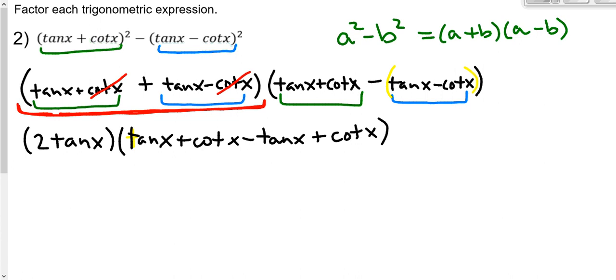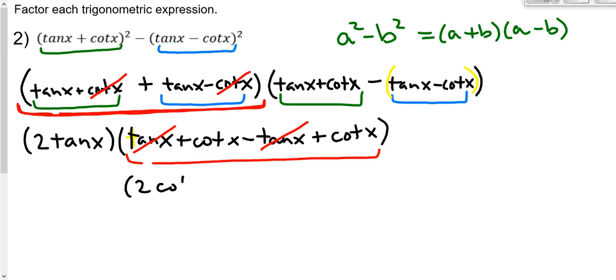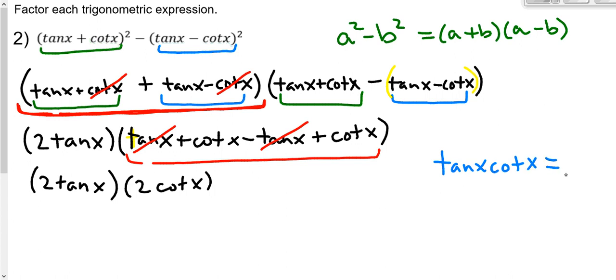Okay, now let's look at that. Notice that we have a tangent x minus a tangent x. Those cancel. And what we have left is cotangent x plus cotangent x, 2 cotangent x. So we have 2 tangent x times 2 cotangent x. Do you know what tangent x times cotangent x is? I hope you do. Remember that these are reciprocals, and what happens when you multiply reciprocals? You get 1. So we really just have 2 times 2 times 1. We have 4.